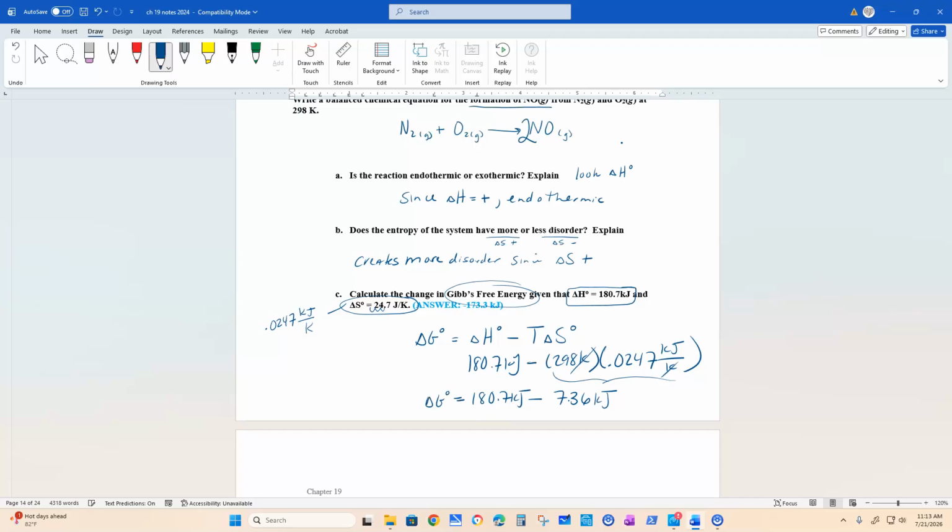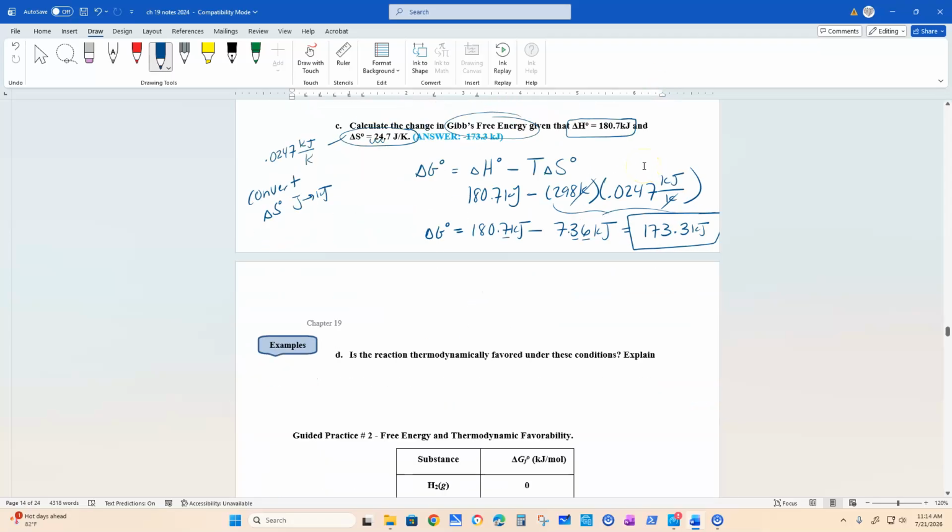So my delta G, subtracting those two values, 180.7 minus 7.36, I'm going to get a positive 173. With sig figs, I have 2 after the decimal versus 1, so my answer is only going to have 1 decimal place, in kilojoules, and that's how simple it is, okay? But the first thing is don't forget to convert your delta S from joules to kilojoules, okay?